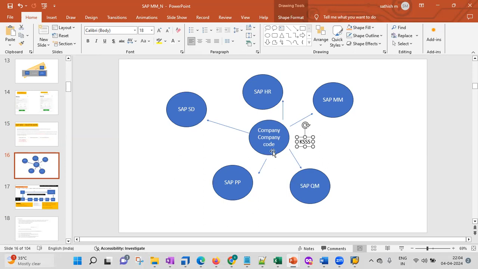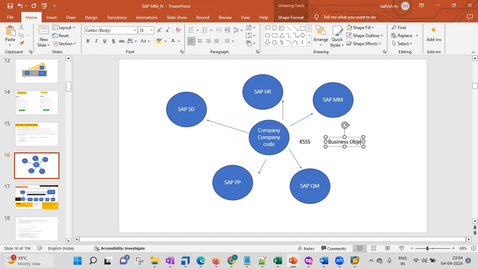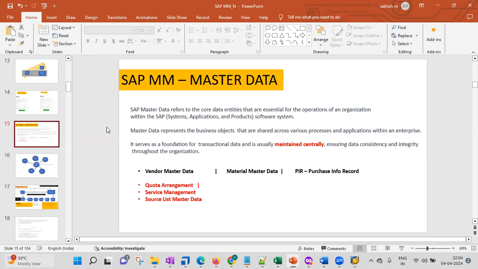So this is an object. Company or a company code is one object. You got my point. I will write here: business object. What is the business object here? Company code. And what is our company code? KSSS. So this is the business object, one of the objects, company code, shared with multiple different departments or different modules.